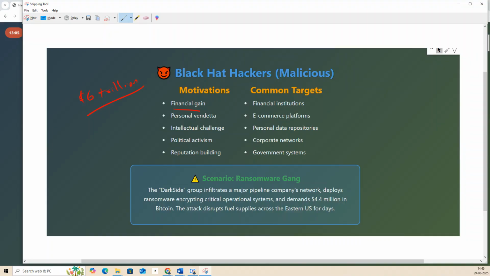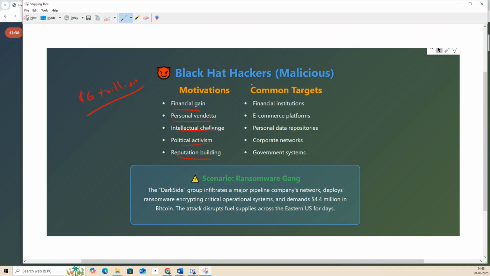Personal vendettas drive some attacks, people seeking revenge. Some are motivated by intellectual challenge. They want to prove they can break into secure systems. Political activism drives others. These are hacktivists trying to make a statement, and for some, it's about reputation building in criminal communities.